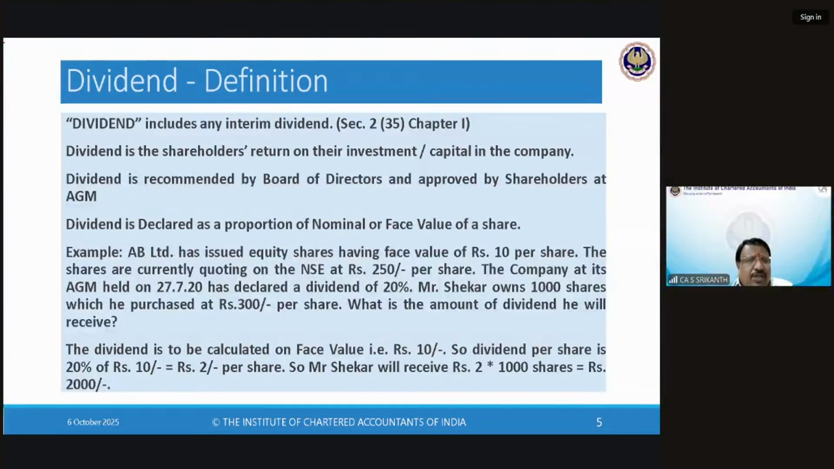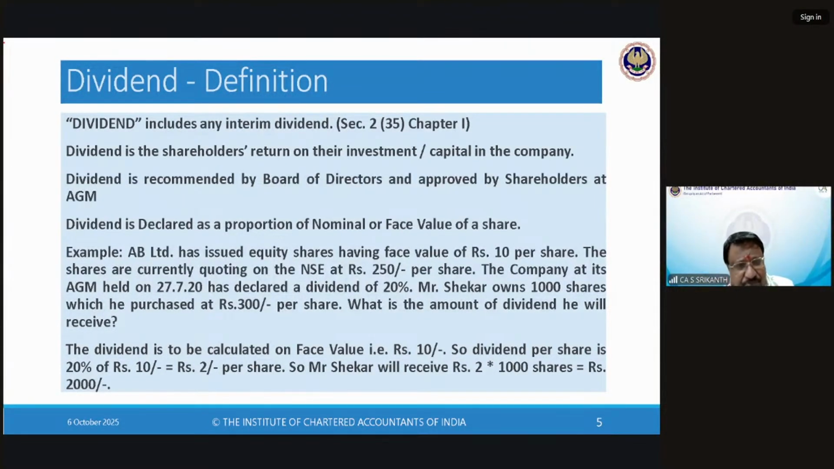So basically, they assume that anybody should know what a dividend is. It is the return on investment for the equity holder, right? For the preference shareholder, that's a preference dividend. For the equity shareholder, it is a dividend. We don't say equity dividend, we say dividend. Dividend includes any interim dividend.